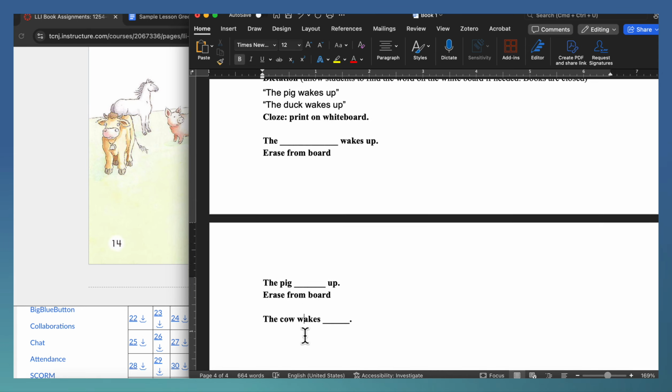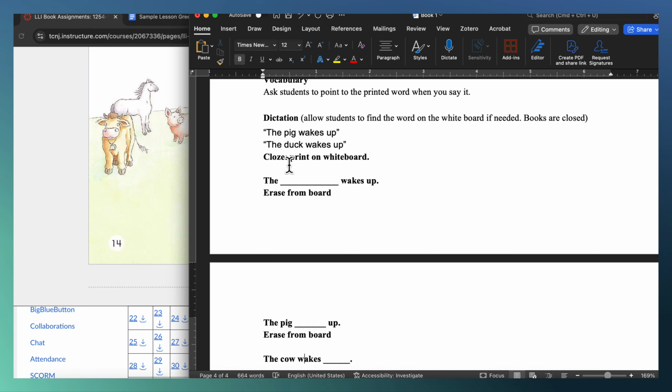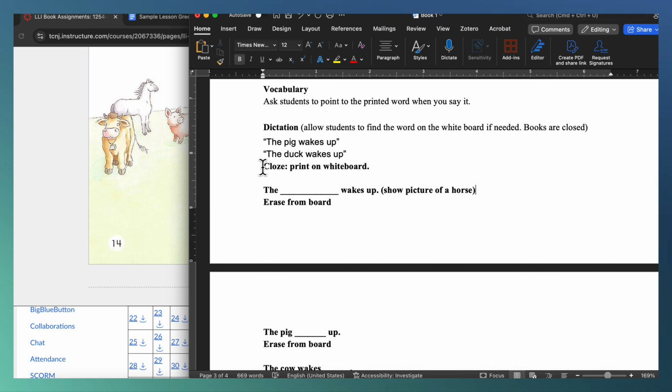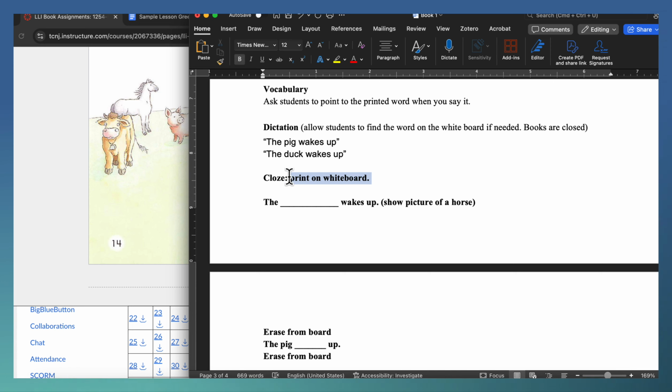All right. So what's important is that we're erasing the board at this stage because I really want to see if they can recall. Okay. Show picture of a pig, whatever, or another animal, a turkey. Now, what was it? Horse? Can't remember. Horse. Yeah. Okay. All right. So I basically have 3 closes that are going to be a part of this lesson.